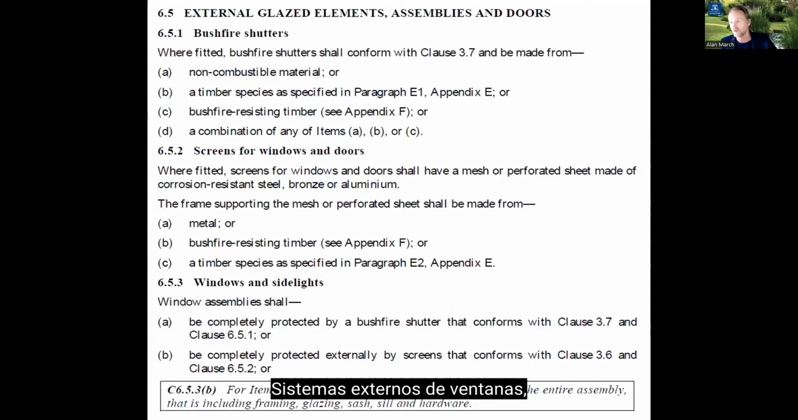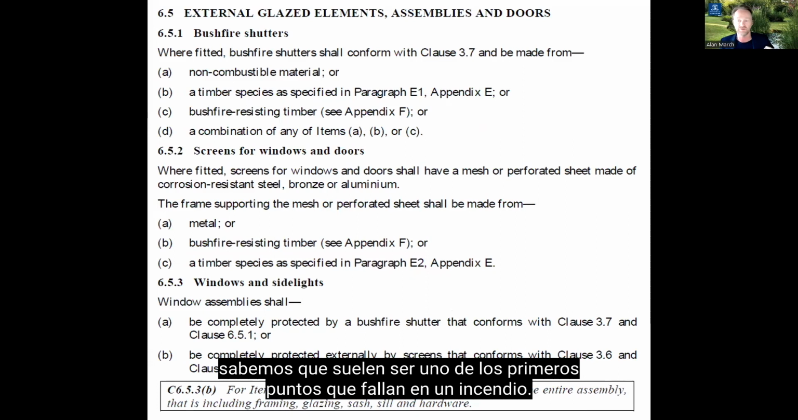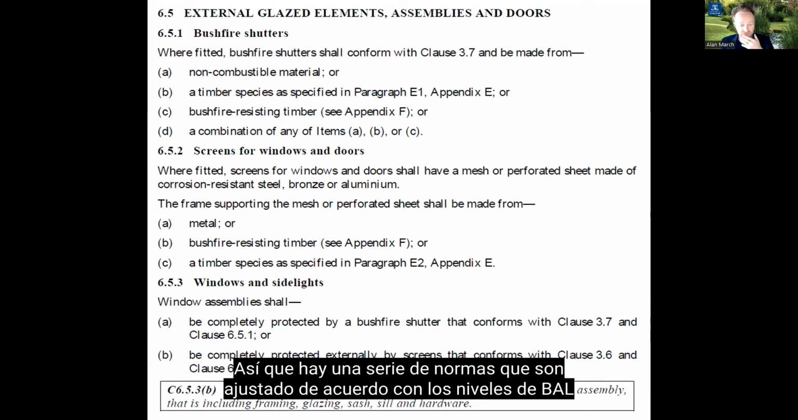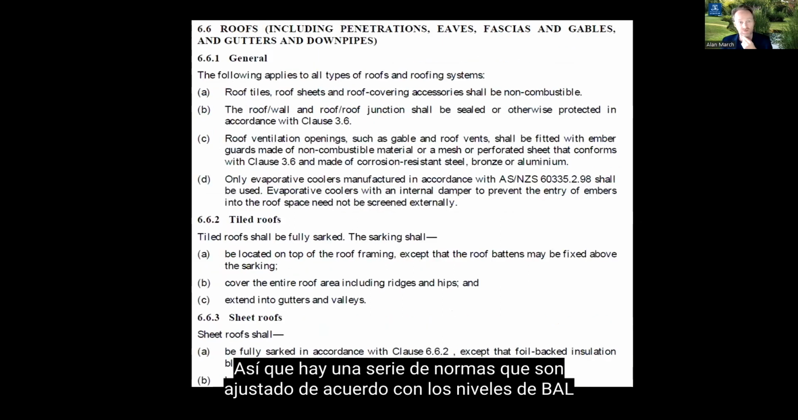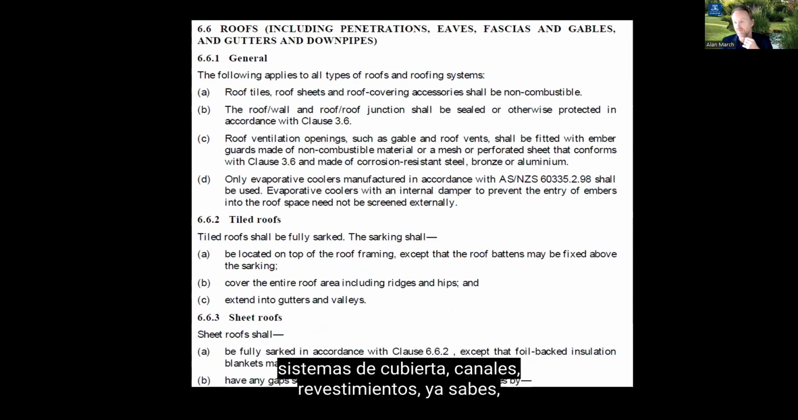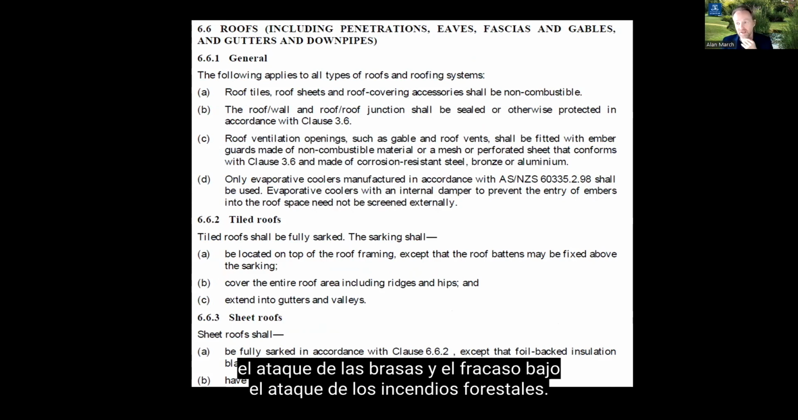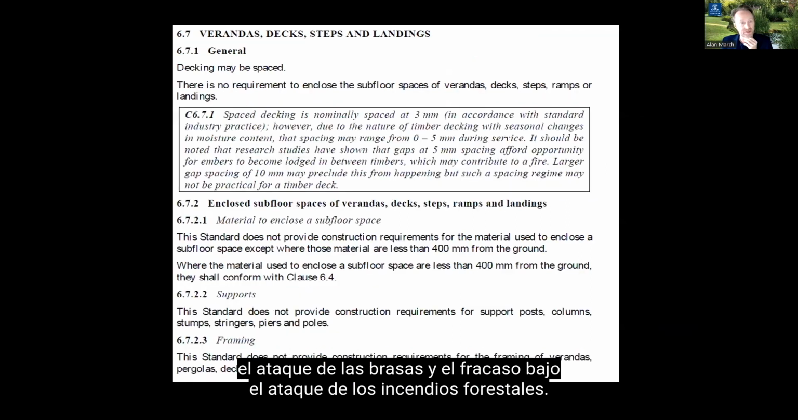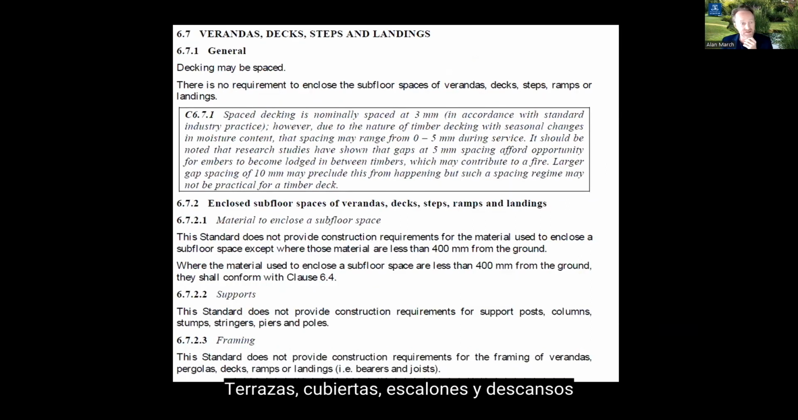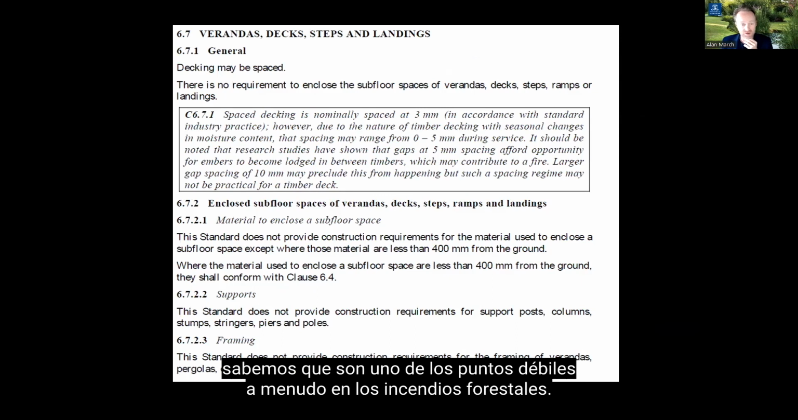External windows, the window systems we know are often one of the first points to fail in a fire event. So there's a series of standards that are set according to the BAL level. Roof systems, gutters, sarking, you know, how different roof systems are required to be set up so they avoid ember attack and failure under bushfire attack. Verandas, decks and landings, again, we know they're one of the weak points often in bushfire events.